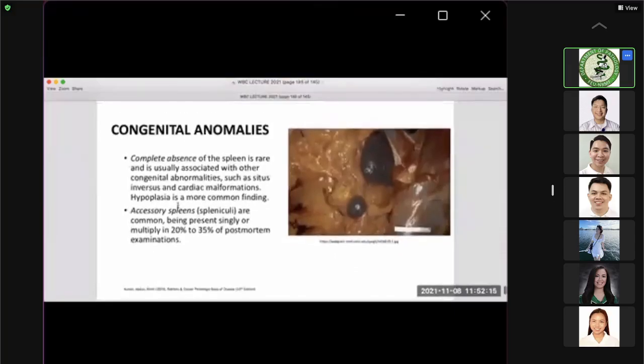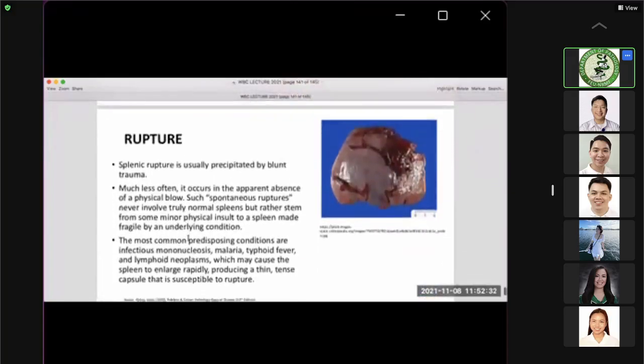There can also be congenital anomalies. Complete absence is rare, but it can happen, and is associated with other congenital abnormalities. There can also be an accessory spleen, otherwise known as spleniculi. Rupture is usually precipitated by blunt trauma. That happens. Okay? There are also instances of spontaneous rupture. With a normal spleen, it should not happen.